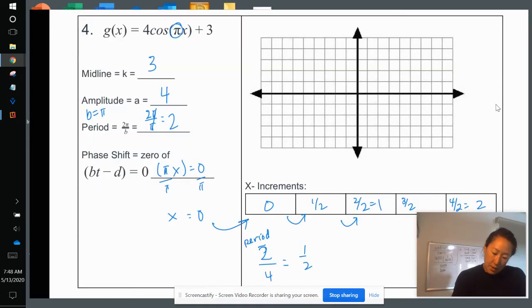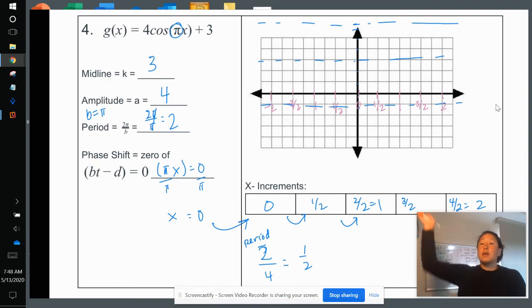All right, so we're going to count 0, 1/2, 1, 3/2, 2, backwards, -1/2, -1, -3/2, -2. Midline, 1, 2, 3. Amplitude, up 4: 1, 2, 3, 4. I'm going to add a couple lines there. Sorry about that. Down 1, 2, 3, 4. Okay, so the radius is really big. The circle is stretching really far up and going really far down, because of the amplitude.